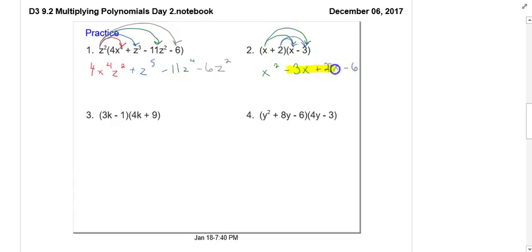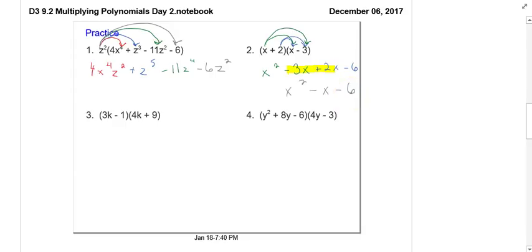I look and I see that I can combine those. So my final answer would be x squared. Negative 3x plus 2x is negative x, and then minus 6. X squared minus x minus 6 would be my final answer.